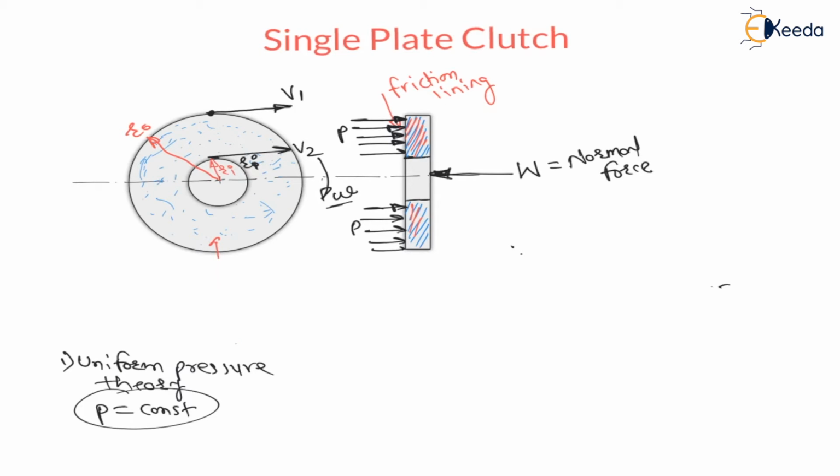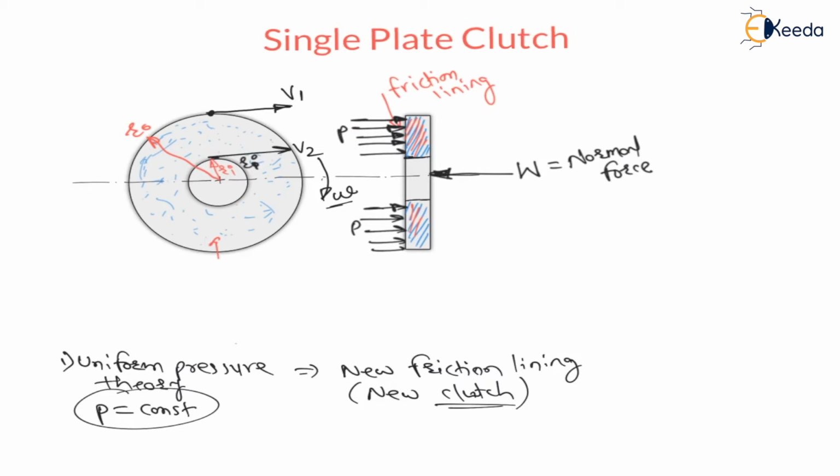Uniform pressure theory is used for new clutches. Whenever the clutch is new or the friction lining is new, uniform pressure theory is used. Whenever the clutch is new, the friction lining is not worn out yet. Therefore, the pressure acting at each and every location is the same. Therefore, for new clutches, always uniform pressure theory is used.